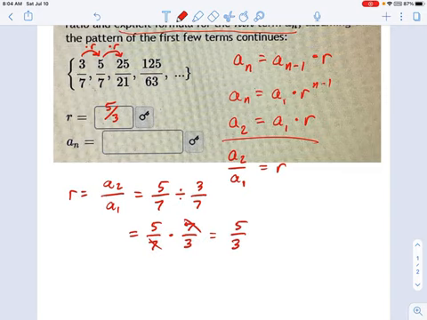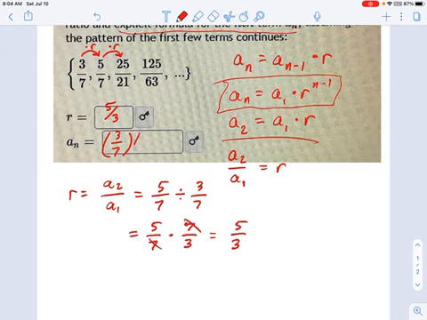Now, in some versions of this, you will see negatives. You'll see the sequence going positive, negative, positive, negative. All that means is you have a negative value for r. You follow this exact same procedure, you'll be just fine. Now, an. Remember what an is. That's the explicit formula. So we know r. Now all we need to do is plug in a1. So we say a1 is 3/7, and you can put parentheses over this if you like. And r, we just figured out, is 5/3 to the n minus 1.